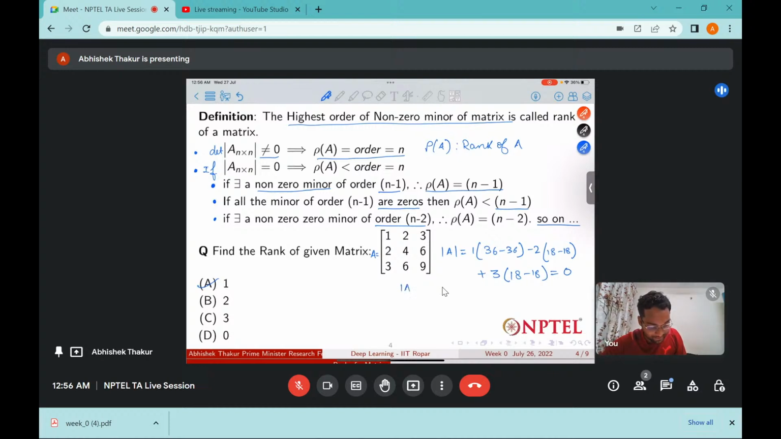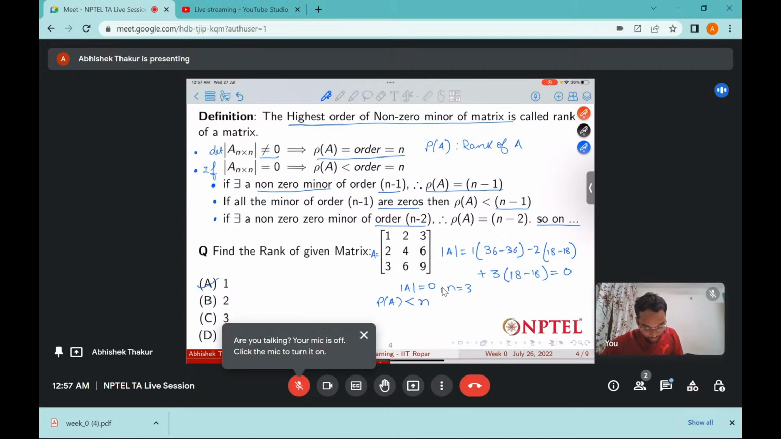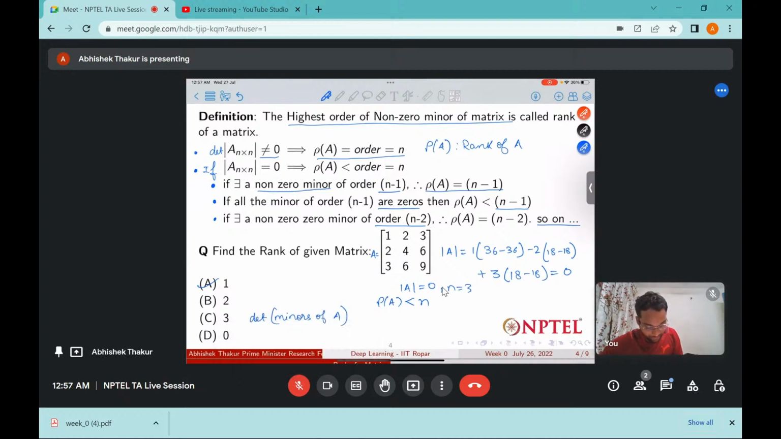So if the determinant is 0 and here n is equal to 3, our rank is now less than the order n, that is, less than 3. Now we will check all the minors of A of order n minus 1. So first we will check this determinant value.